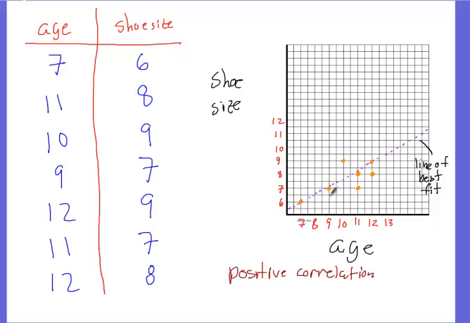The line of best fit, again, we use it to estimate data. For instance, if you look here, we don't have anybody in our survey that was the age of 13. But using our line of best fit, we can estimate that anybody who is age 13 is going to have a size 9.5 shoe.